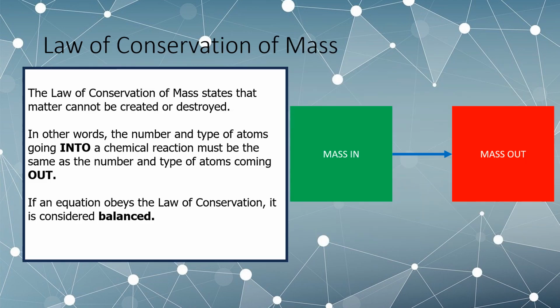Before getting into some practice examples and looking at balancing equations, let's consider the law of conservation of mass. The law of conservation of mass states that matter cannot be created or destroyed. In other words, the number and type of atoms going into a chemical reaction, or our reactants, must be the same as the number and type of atoms coming out of that chemical equation. So our mass in is the same as our mass out, or whatever goes in is the same as what comes out of the equation. If an equation obeys the law of conservation, it is considered balanced.